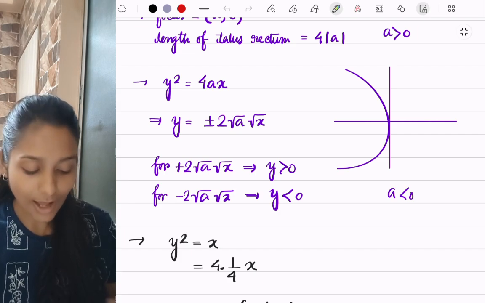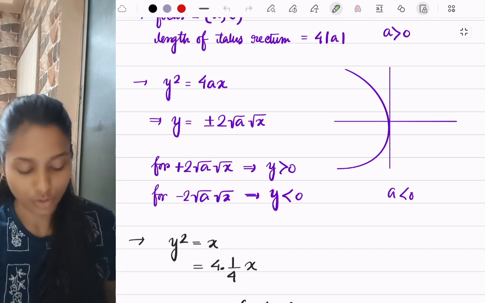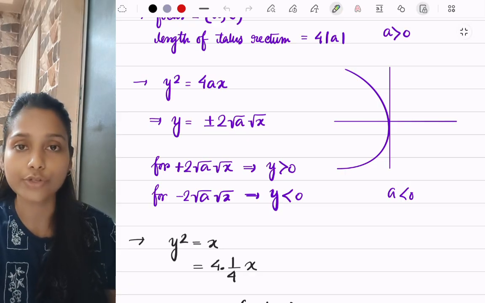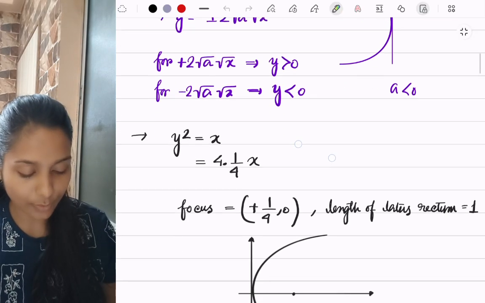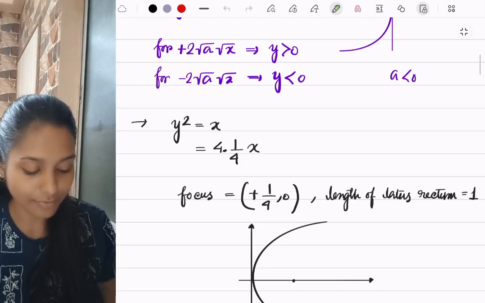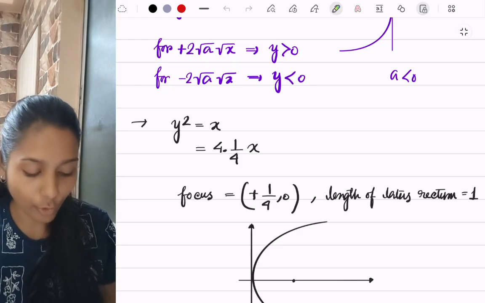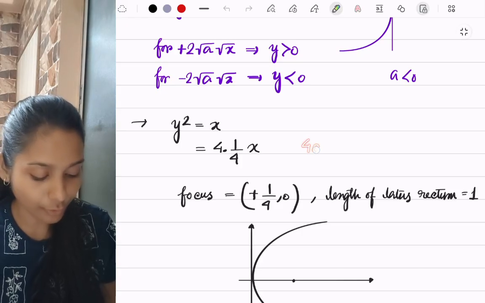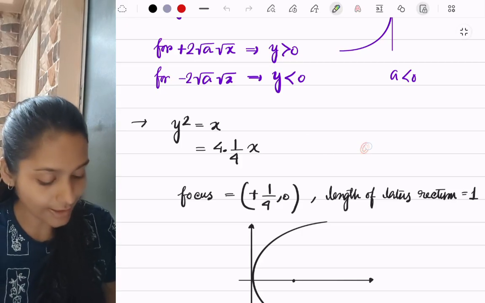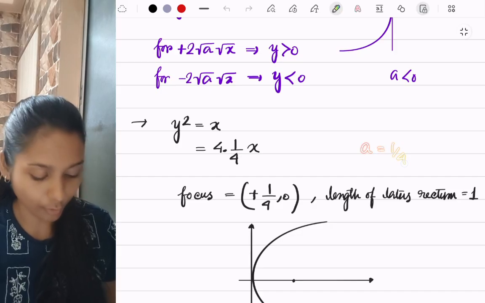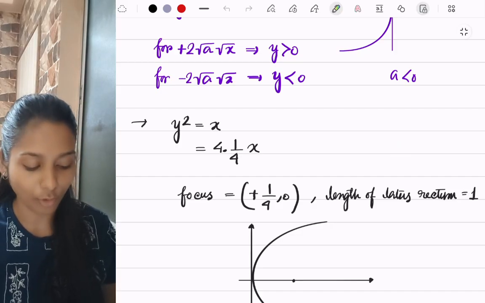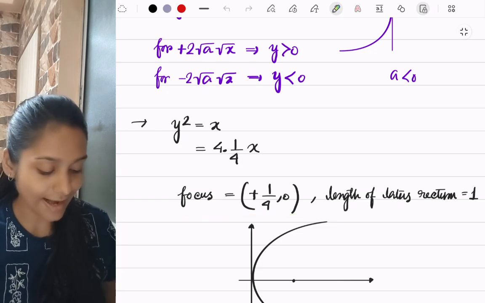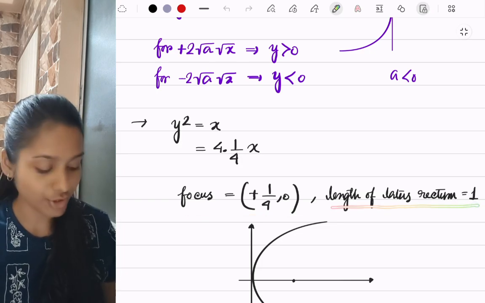Now we are going to delve into the particular form of parabola, which is y square equals x. For y square equals x, we can write it as 4 into 1 by 4 into x. If we compare it with the 4ax form, we get a equals 1 by 4. From a equals 1 by 4, we get the focus at (1/4, 0) and the latus rectum as 4a, which is 1.